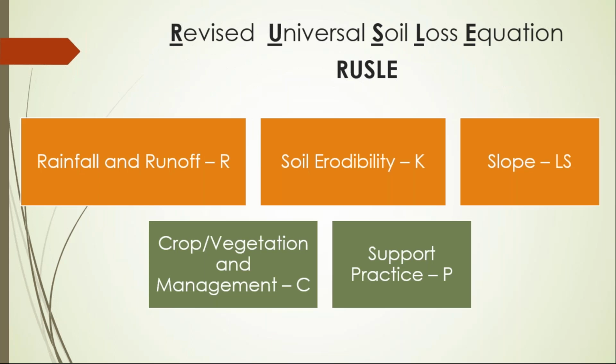So just in summary, we've gone through the RUSLE factors that are involved in assessing risk of soil erosion. So that's the rainfall and runoff, R, the soil erodibility, K, slope, the LS factor, so that's length and steepness, crop and vegetation management, C, and then the support practice management, P, that we just finished talking about.